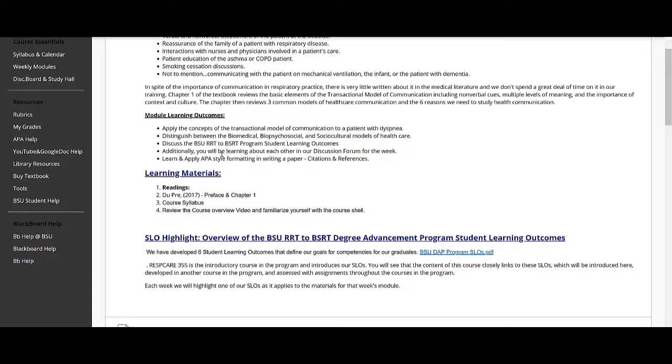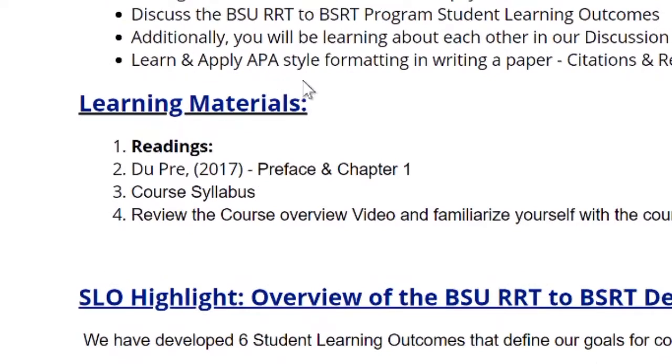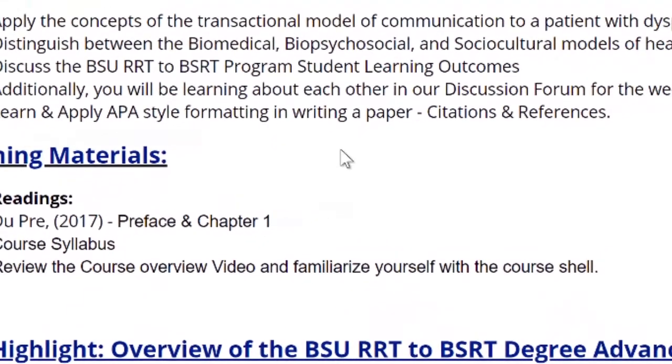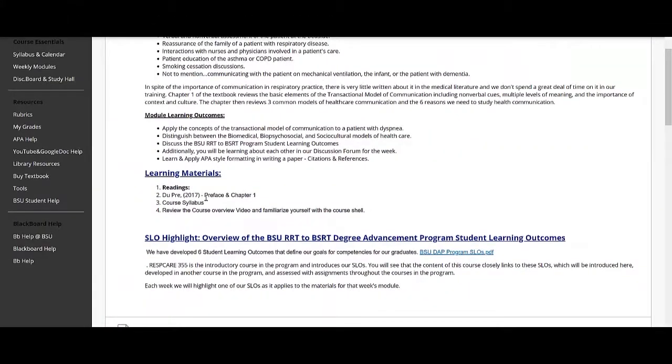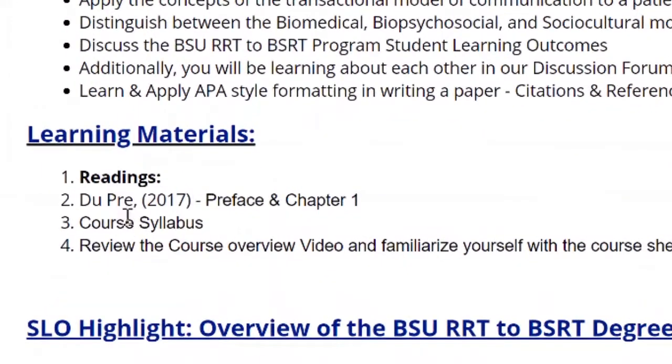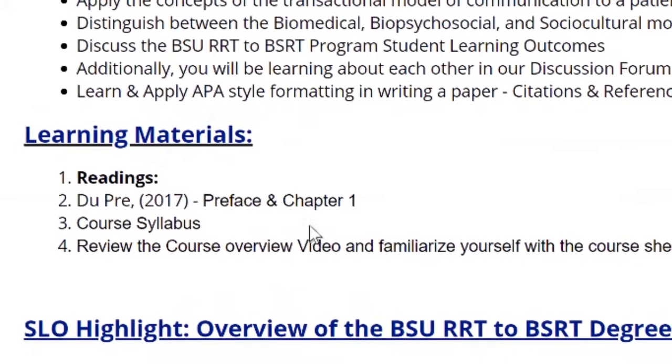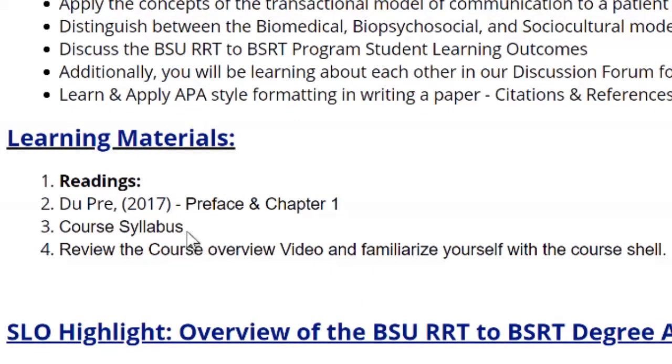So that's where we're going to be as far as what we're learning, and as far as the assignment goes, we're going to be applying APA to our first essay. We're going to be focusing on the citations and references aspects of APA format. So that is the broad overview. The learning materials that we're going to cover will be Dupre, Chapter 1, and the preface, as well as you should look over the course syllabus and get yourself familiar with the entire course in general.